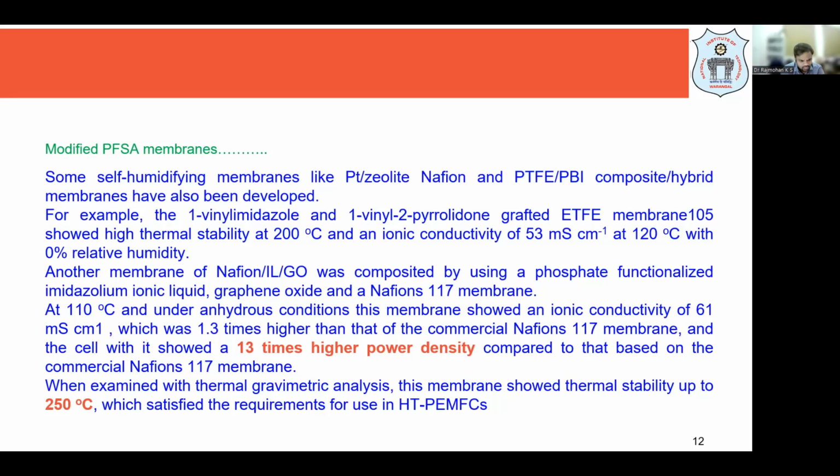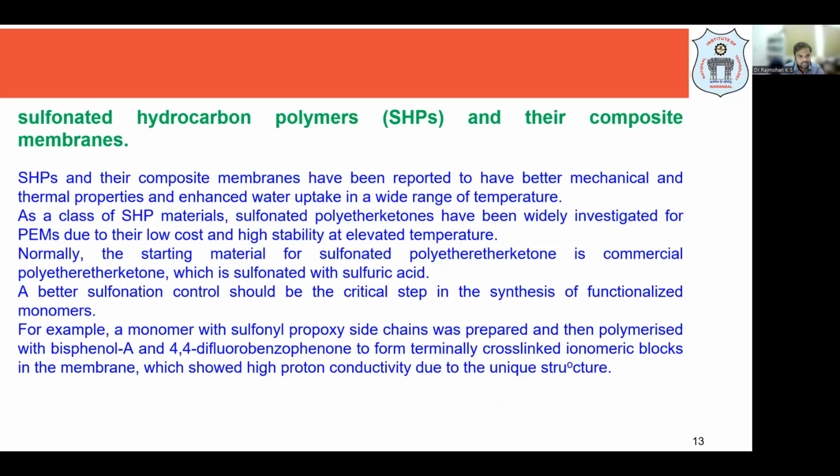Even when examined, they showed some thermal stability up to 250 degrees Celsius, which is more than enough for a high temperature PEM fuel cell application, because the operating temperature is around 120 to 250 for high temperature PEM fuel cells. Okay. So the second type is the sulfonated hydrocarbon polymers and their composite membranes.